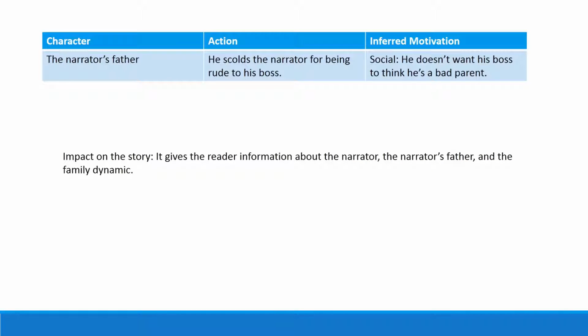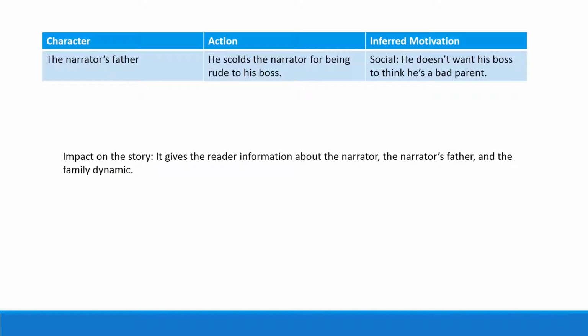So let's look at some possible motivations in Kennedy in the Barrio. We'll look at a character, the narrator's father, and an action that he does in the first paragraph is that he scolds the narrator for being rude to his boss. And we can infer a possible motivation. It might be a social thing. He doesn't want his boss to think he's a bad parent. And that gives us some information that helps us understand the story better.